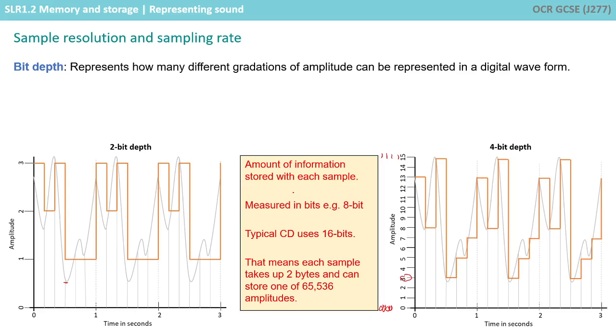So your bit depth is measured in bits. We looked at 2 bits and 4 bits. In real life, CDs use 16 bits, and by using 16 ones and zeros, that will give you up to 65,000 points of measurement, which makes it a lot more accurate and makes it sound realistic.